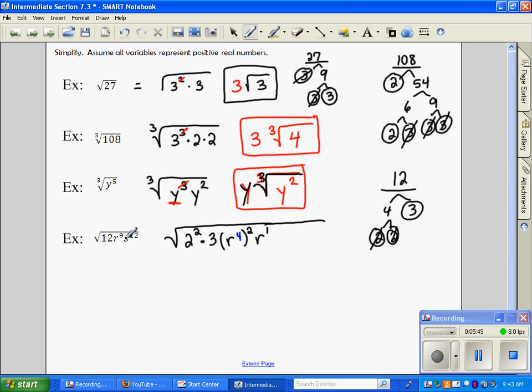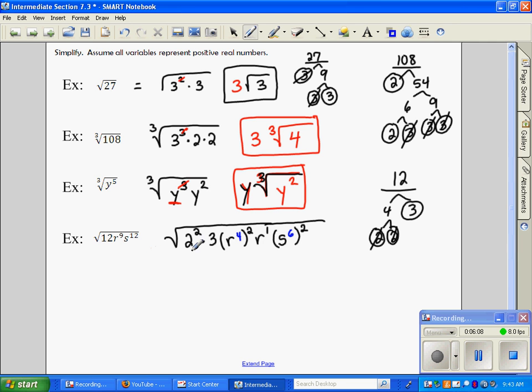Okay. Now we're going to move to the s's. I have 12 of them that have to be accounted for. But I know that if I can write it with an outside index of a 2, I can simplify this further. So what times 2 is going to give me 12? Well, 6, because a power to a power you multiply.